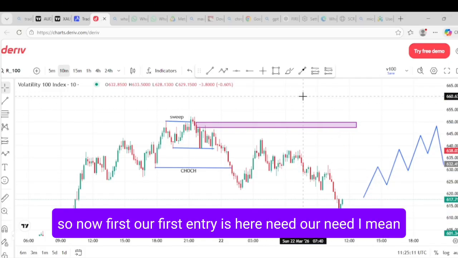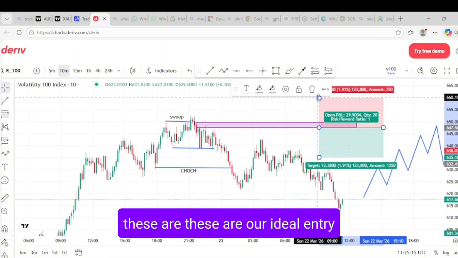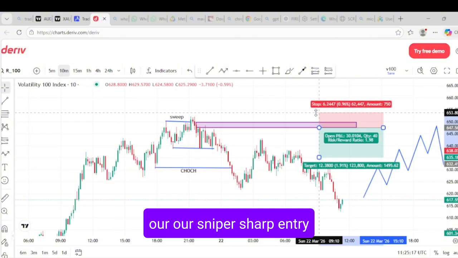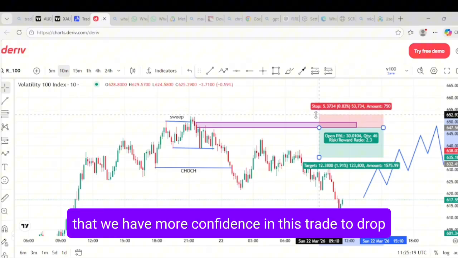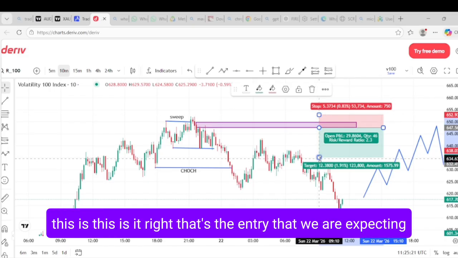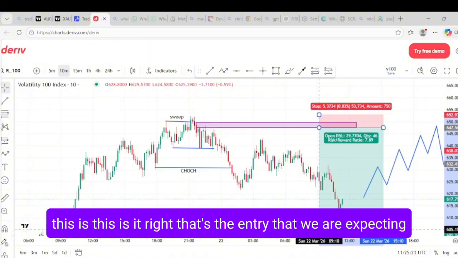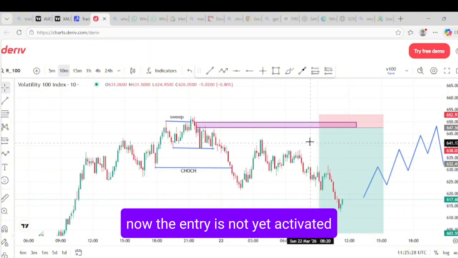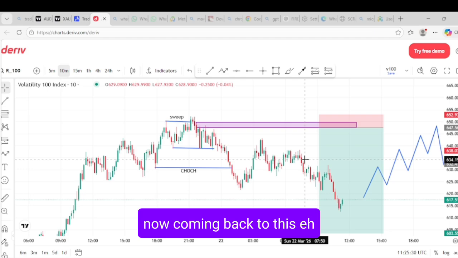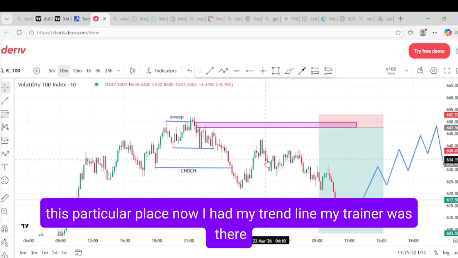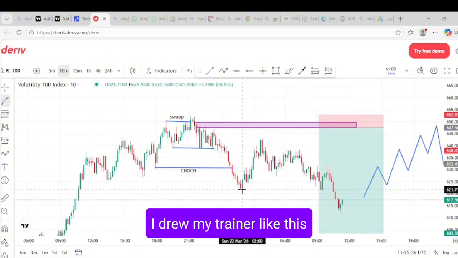Okay. Now, why did I enter the other trade? So now, our first entry is here. These are our ideal entries, our sniper sharp entries that we have more confidence in for this trade to drop. That's the entry that we are expecting. Now, the entry is not yet activated. Coming back to this particular place, I had my trend line. I drew my trend line like this.